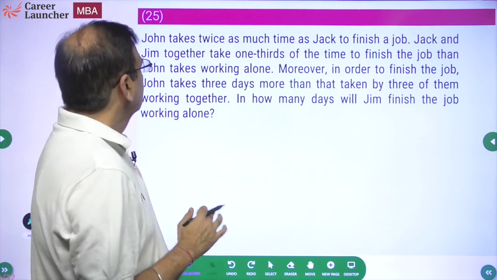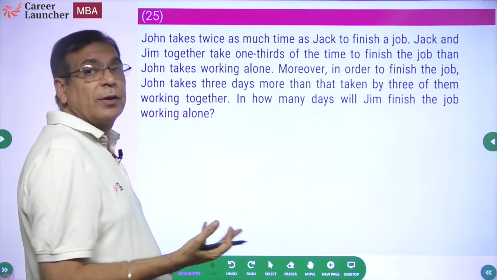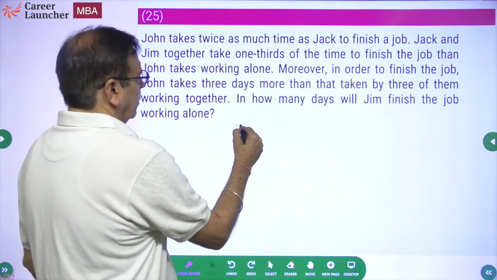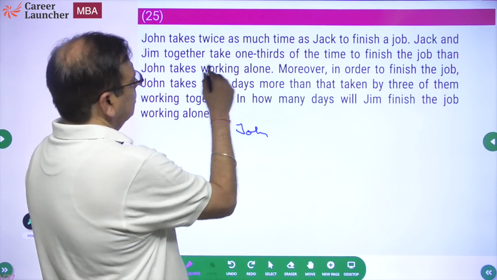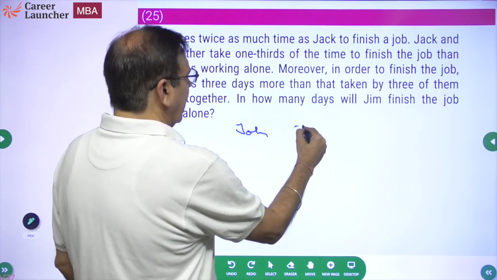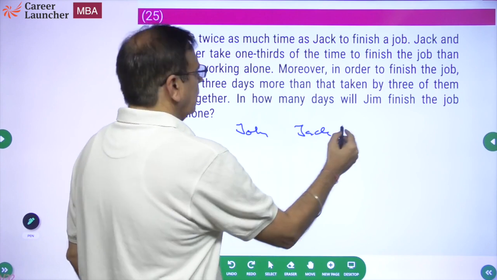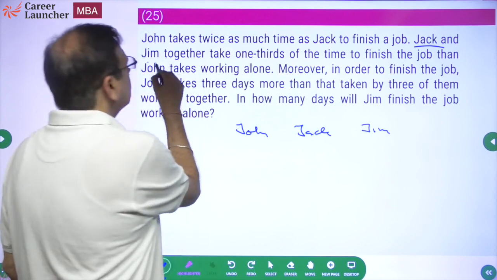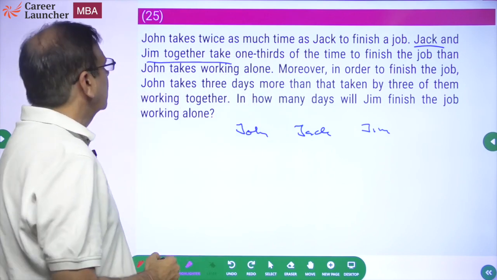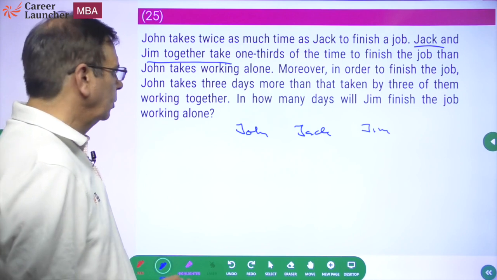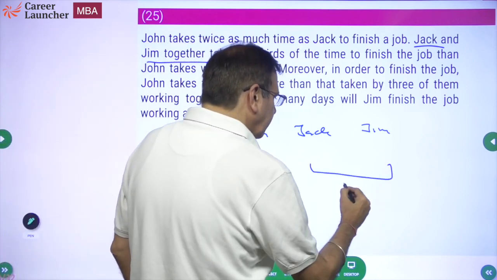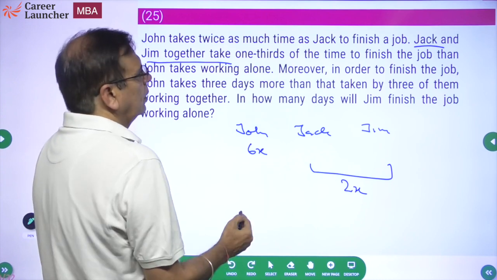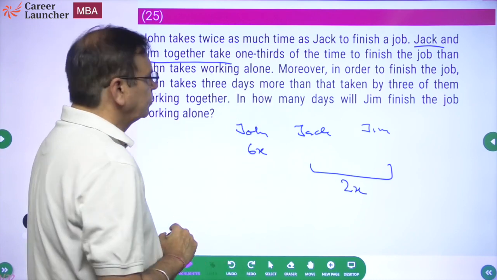Now this is a question of time and work, which is an area I'm comfortable with, so I want to do it. John, then we have Jack, and the third person is Jim. Jack and Jim together take 1/3 of the time to finish the job that John takes working alone. So let me say Jack and Jim finish the work in 2x days. So John will finish it in 6x days. Jack and Jim take 1/3 of the time, right?